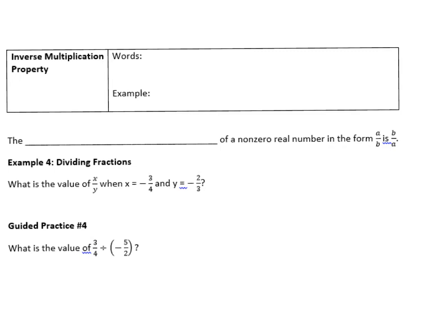Now we're going to do one more thing. It's called the inverse multiplication property, and it has everything to do with fractions. If you have a fraction, let's just say for every number, there is a multiplicative inverse. That word is multiplicative, and then inverse. So if I have A, my multiplicative inverse is 1 over A, which is the reciprocal of A.